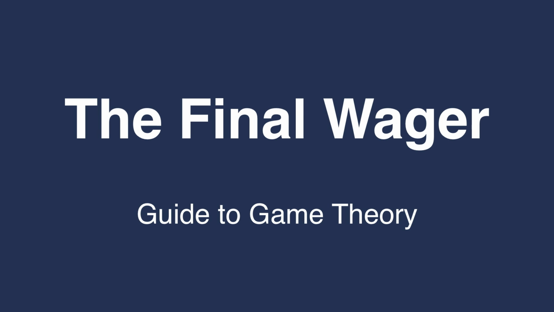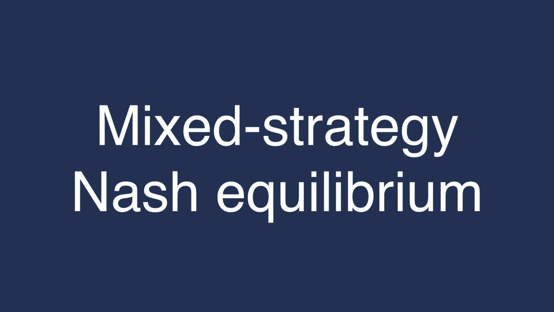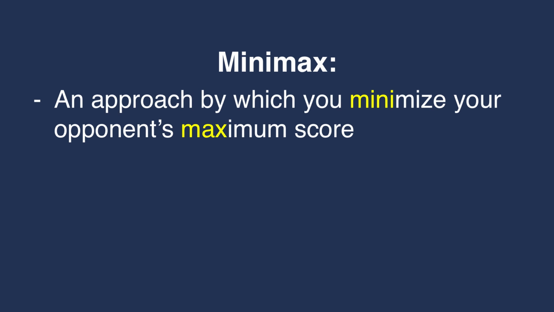Today, we're finally going to resolve a cliffhanger by looking at mixed strategy Nash equilibria. We return to the concept of minimax, which we discussed in a previous installment. Minimax is used to find your optimal approach in a zero-sum game by minimizing your opponent's maximum return, or by maximizing your minimum return.